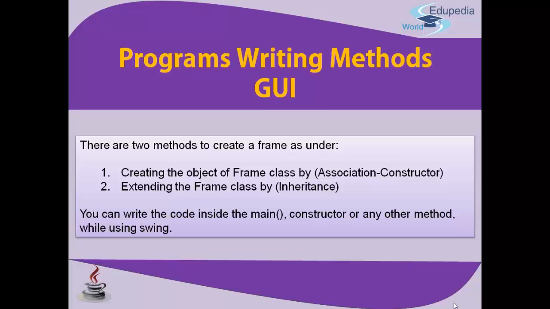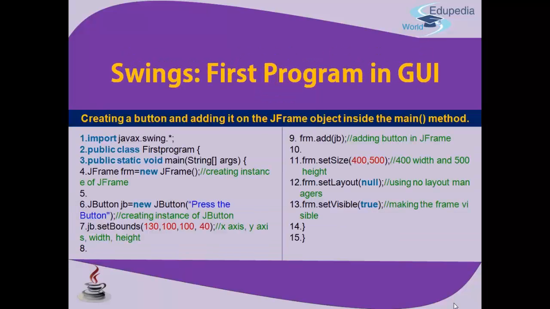So I am just going to change and explain the program structure of the GUI Swing. Now this is your first program in GUI where you can create a button and add it on the JFrame object inside the main method. Now you can see there are lots of things associated with this program. I am going to explain this one by one.